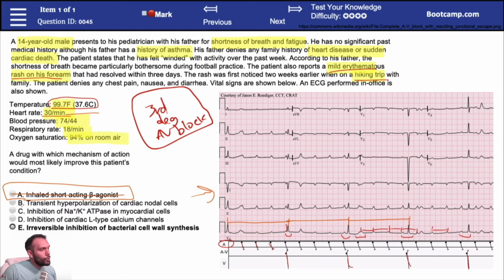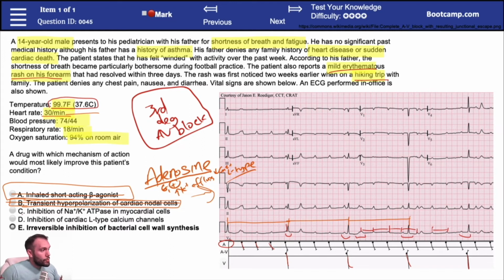What typically would do this? What would cause a transient hyperpolarization of cardiac nodal cells? That's going to be very classic for adenosine, right? Adenosine does that for 15 seconds or so, very short acting. Remember, it acts through the Gi pathway, stimulates it, and increases potassium efflux to cause hyperpolarization, as well as decreasing calcium current at the L-type channels in nodal cells. Remember, that's what adenosine does.